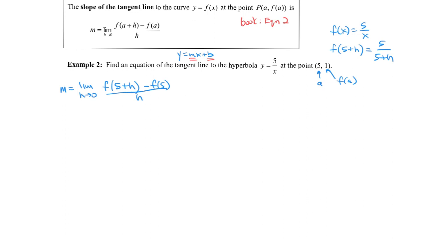So if this is f of x, this is f of 5 plus h, which is what we've got over here. So to fill in the rest of this, we're going to get this is equal to the limit as h approaches 0. F of 5 plus h is 5 over 5 plus h minus f of 5. Well, f of 5, I plug a 5 in here, I get 5 over 5, which is 1. It's going to be minus 1 all over h.